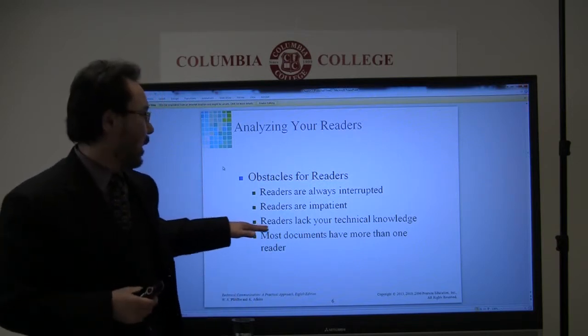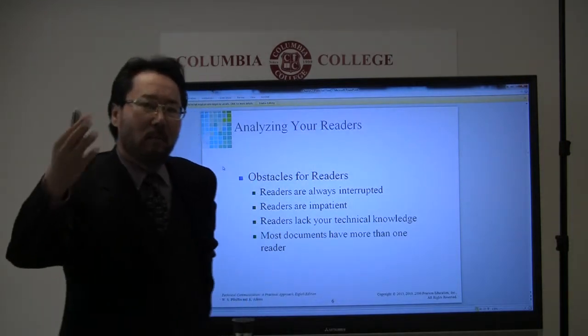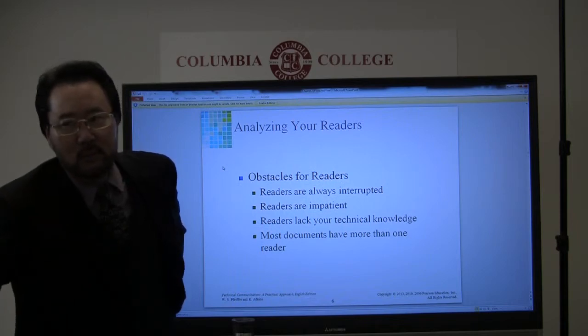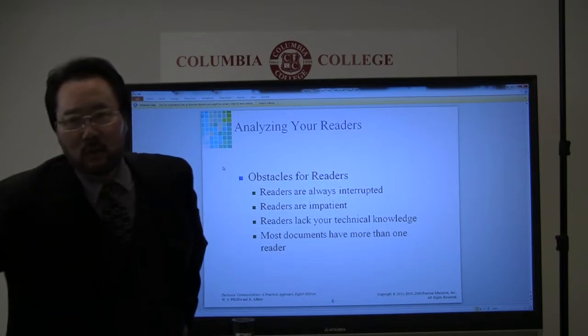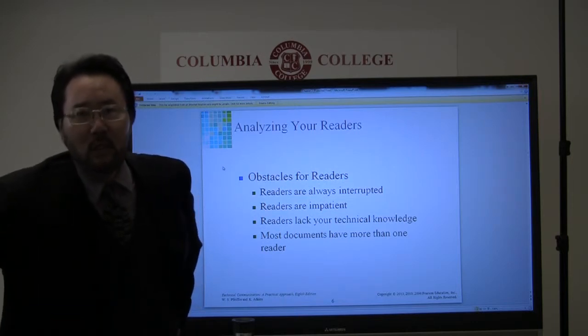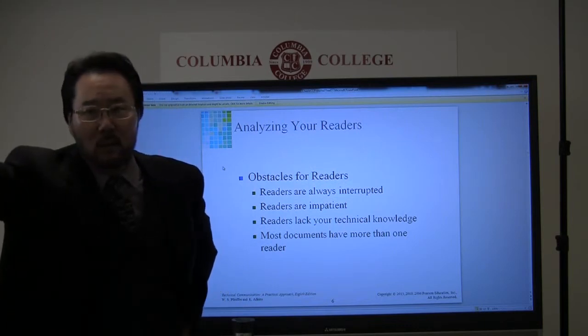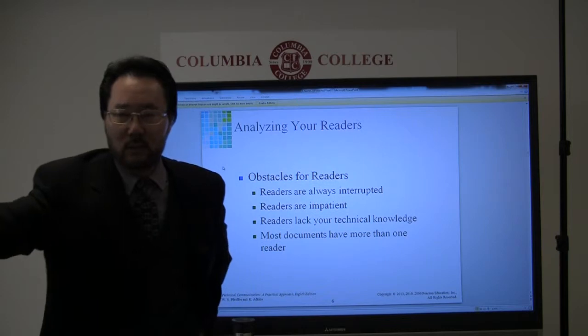And readers lack your technical knowledge. You are writing a memo to another person because you know better than that person. You are trying to convey your knowledge to a person who has no idea, either that person is your employee or your boss. You are trying to convey your knowledge or information to another person.